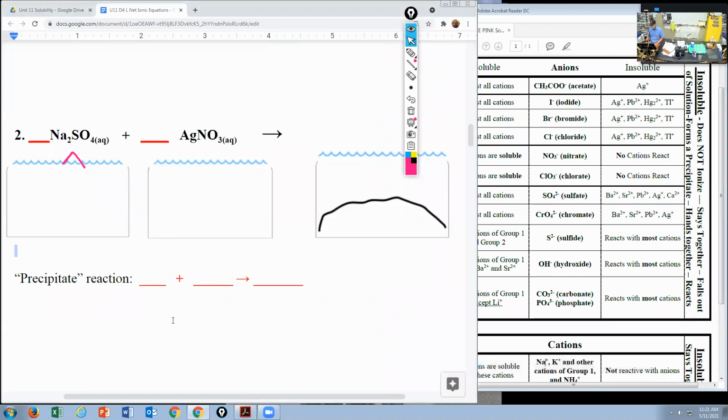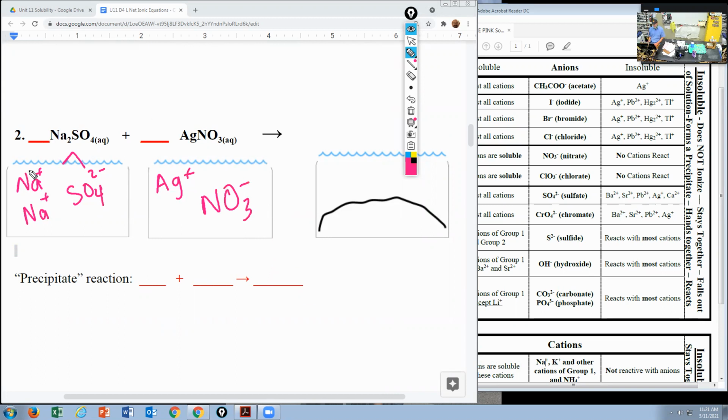All right. So we're going to break these things up into their component parts. So we're going to have an Na+, another Na+, because there's 2 of them. We're going to have one SO4 2-. And then this one that's over here is going to break apart into Ag+ and NO3-.